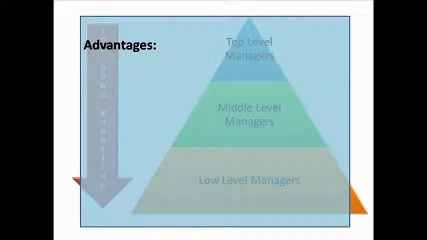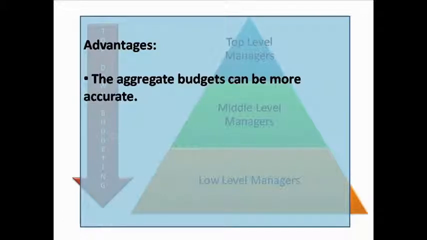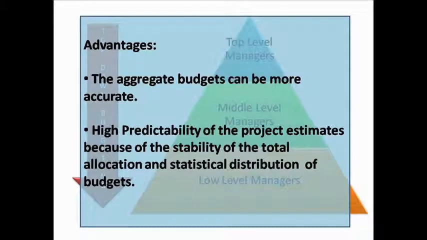One of the advantages in top-down budgeting is that the estimates are more accurate. And the second advantage is a high predictability of the project estimates because of the stability of the total allocation of these budgets.